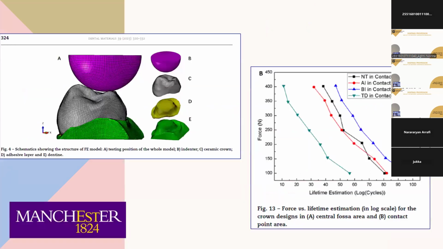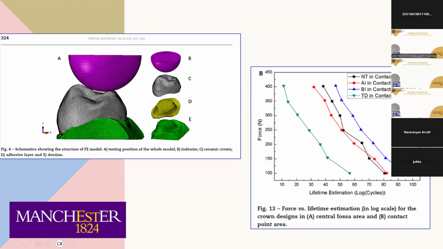Let's see, just a couple of pictures to give you an idea what it is about. On the left-hand side, you see a schematic showing the finite element model. As you can easily see in finite element analysis, we are creating these tiny wee elements and seeing how they are behaving. You see the testing position of the whole model, and then on the right-hand side, the indenter. So we were applying a metallic indenter on the crown, then ceramic crown, adhesive layer, and dentin. And this is very much how the dental crown is even cemented.